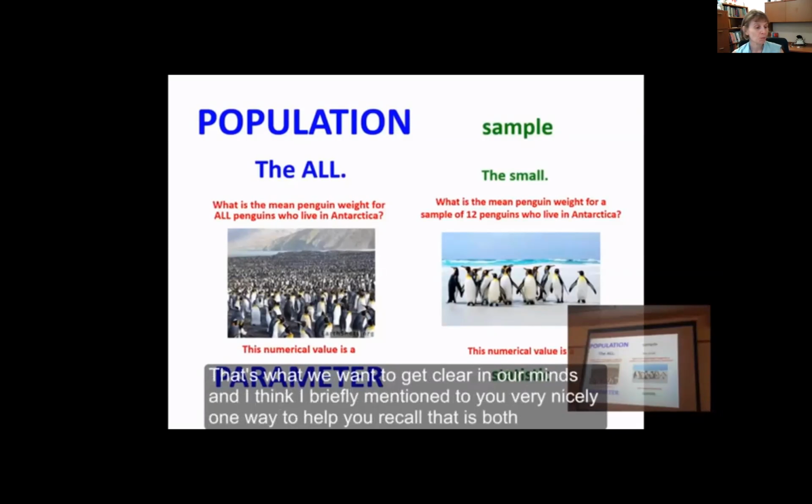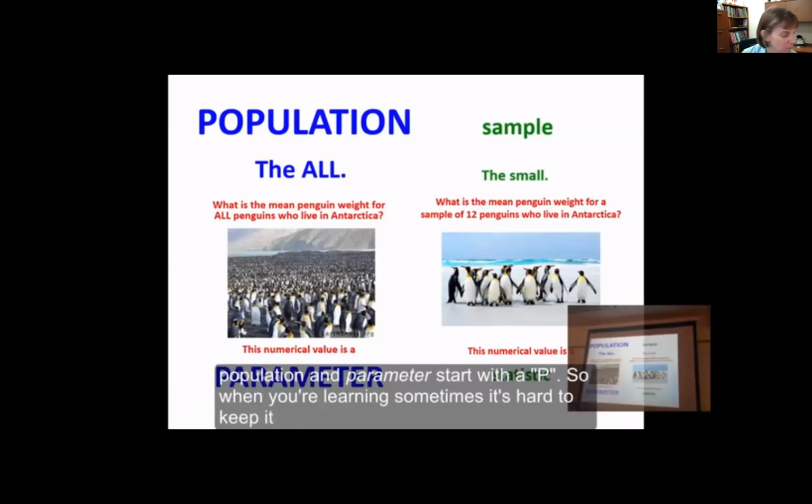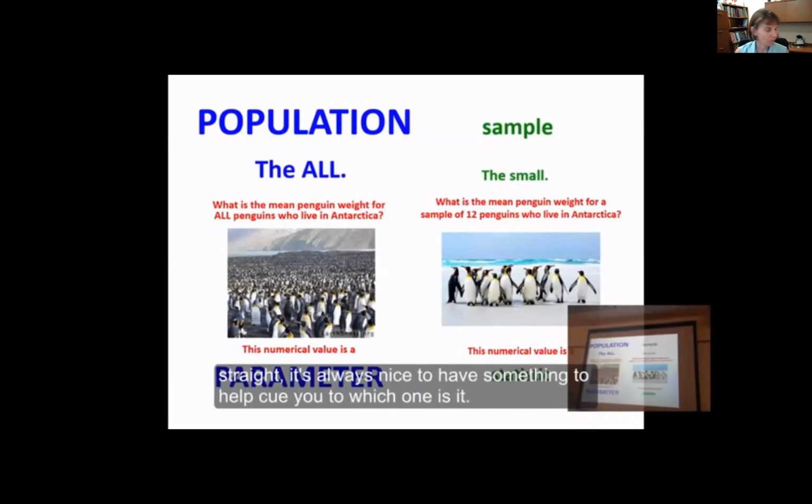And I think I briefly mentioned one way to help you recall that: both population and parameter start with a P. When you're learning, sometimes it's hard to keep it straight. It's always nice to have something to help cue you to which one it is. Sample and statistic both start with an S. So some numerical characteristic of the population, a parameter. A numerical characteristic of the sample, a statistic.